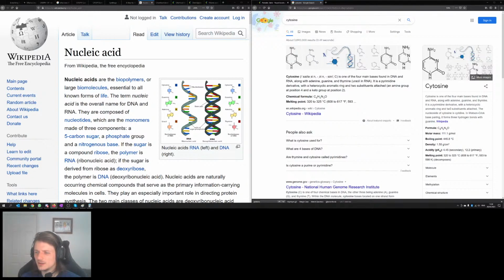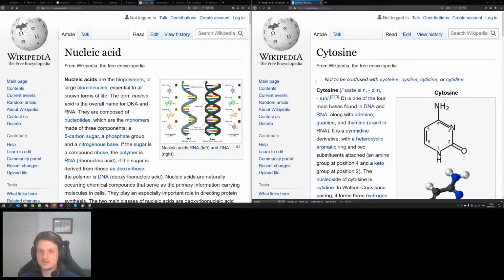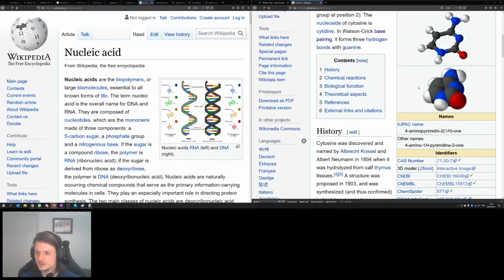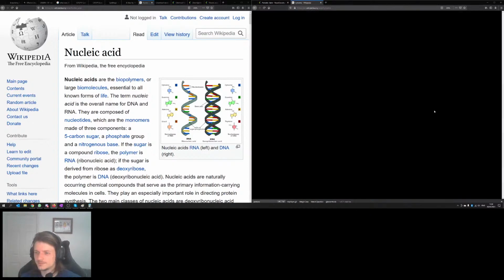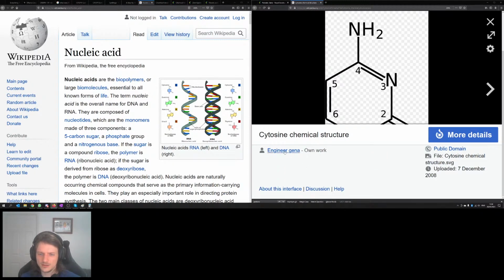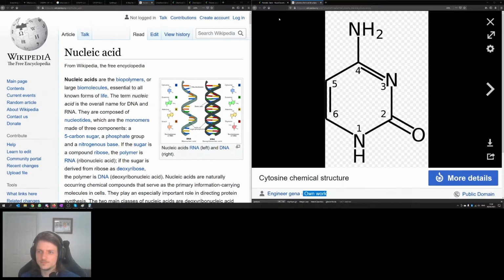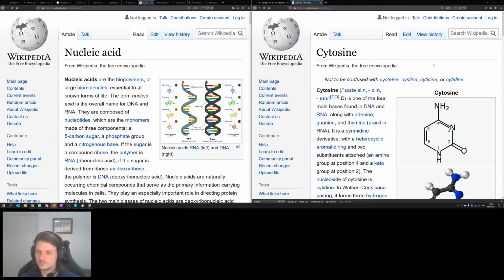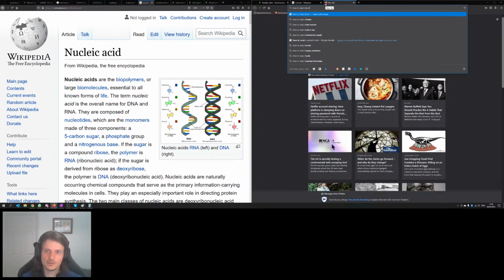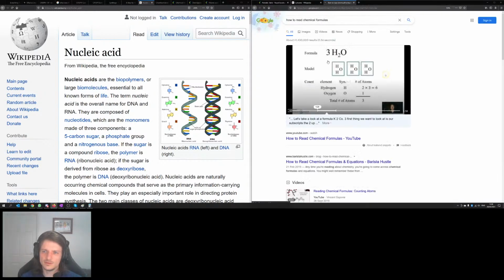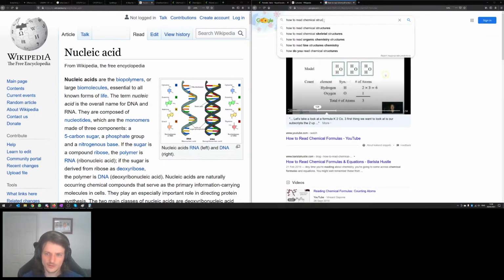Okay, and what are these diagrams called? Let's have a look. What is this made in? Engineer Gina, own work. How to read chemical formulas? Let's have a look. No. Structures.